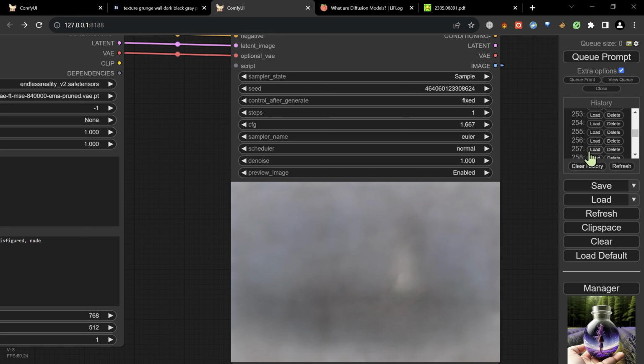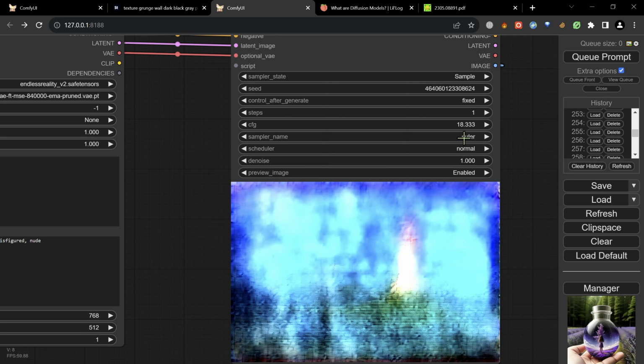Now, what I'm trying to demonstrate here is how important the steps and the CFG is in producing the image. Remember, the prompts are not changing, and in the last few images, the last 5-10 images, we've not changed the seed or the model. All that we're changing is the steps and the CFG.